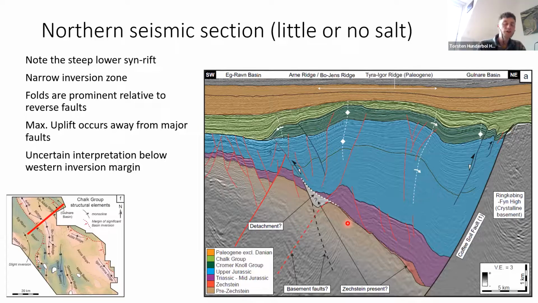I think that's certainly a thing I learned by doing analog models, that it's very easy to choke salt movements if you pour on a lot of sand from the beginning when you start extension, for instance. So it needs time to get going.